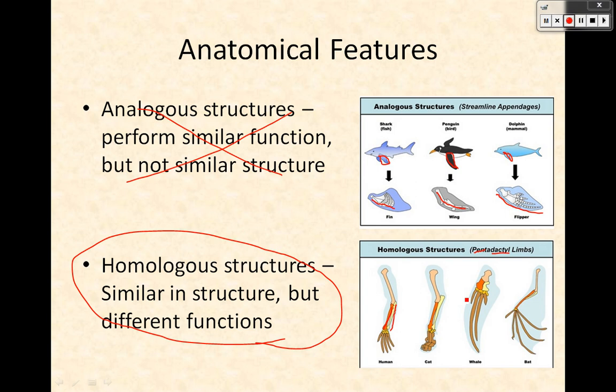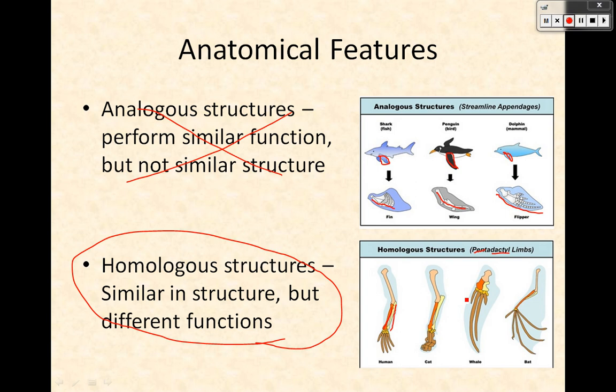But the fact that our hands have the same bone structure as a bat's wings, even though we use them for totally different things, really gives us some evidence that there's got to be some common ancestor there that we then all broke off from. Now, that said, the shark, the penguin, and the dolphin are all animals, and they are all what we would call chordates. So they're all, in fact, the same phylum.